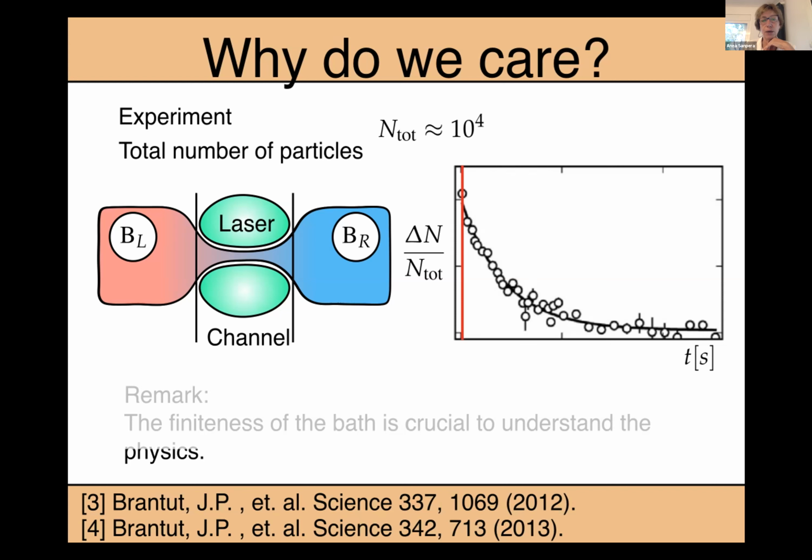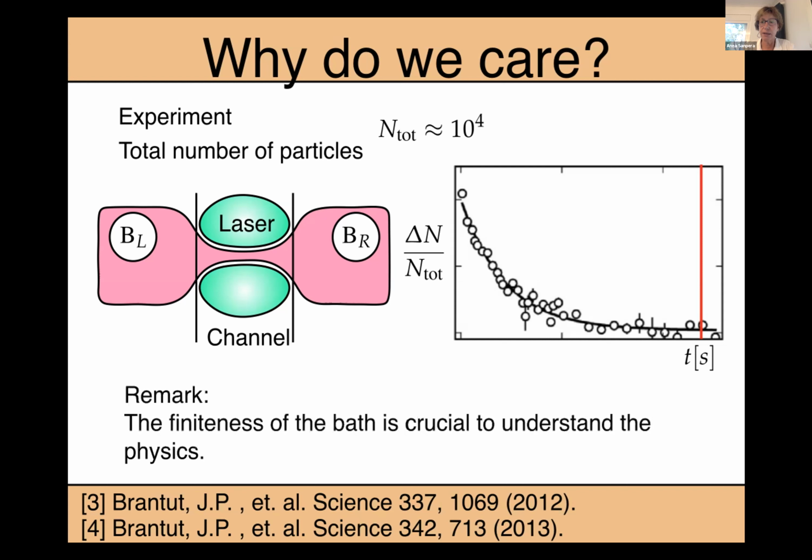And if you look at the imbalance between the number of atoms on the left and on the right, there is a moment when it reaches equilibrium. But in any case, I can consider that the small system is in contact with a system which is infinite, with a bath which is infinite. So the finiteness of this bath is really crucial to understand the physics behind it.